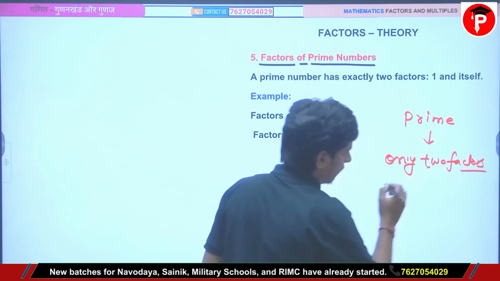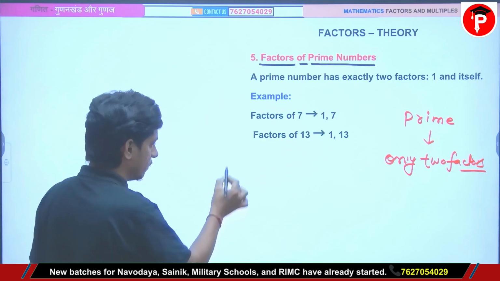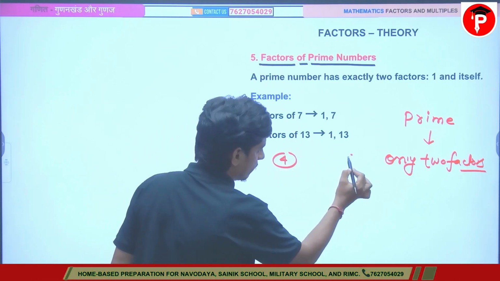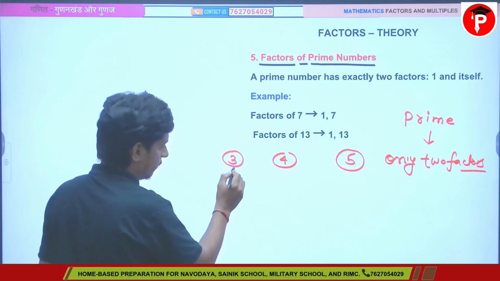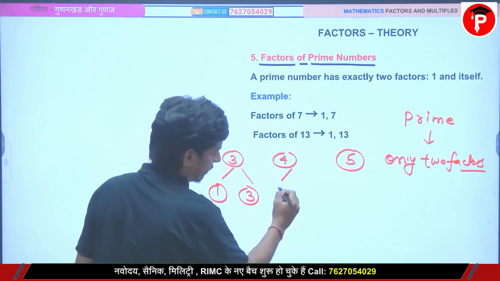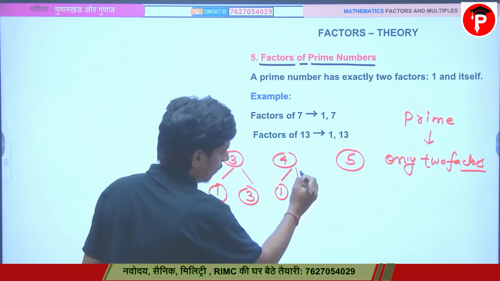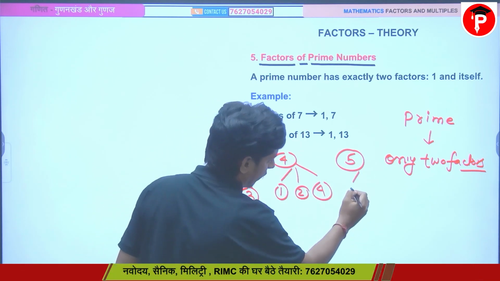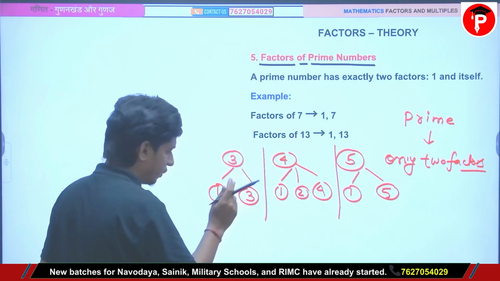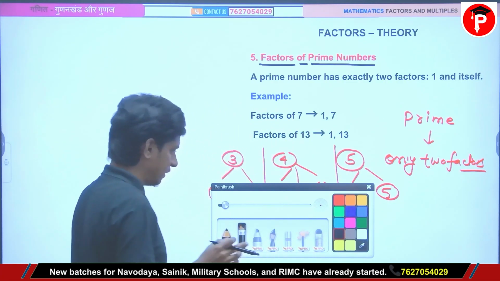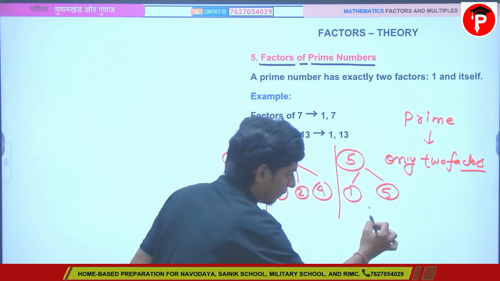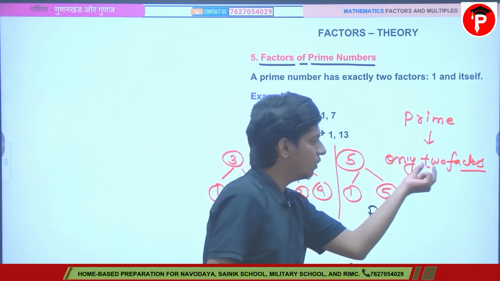For example, if you look at some examples, first one is 3, 4, 5. 3 has factors 1 and 3, 4 has factors 1, 2, 4, 5 has 1 and 5. Now, the most important thing, where students get trapped or confused. This is the prime number. This is the prime number because it has only two factors.